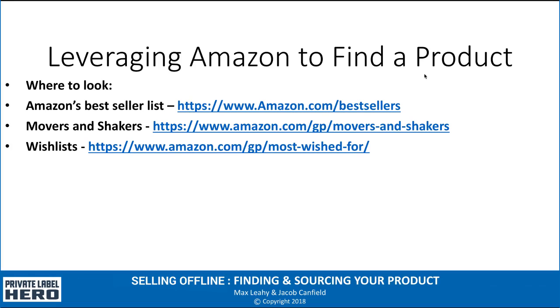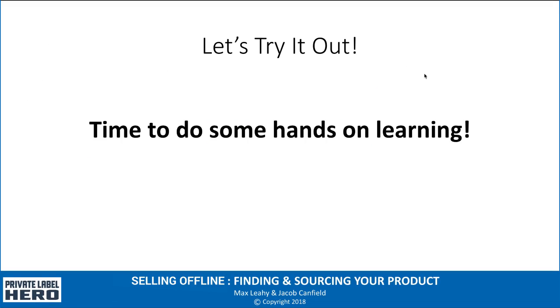Also, you have a wish list, which you look at the most wished for. So Amazon allows customers to add to their wish list. You can find products that are most wished for by the customer. The easiest way to show you how to do this is to take a live example. So let's try it out and do some hands-on learning.